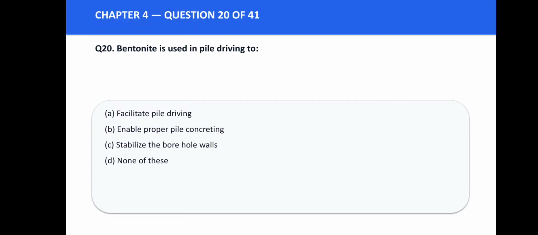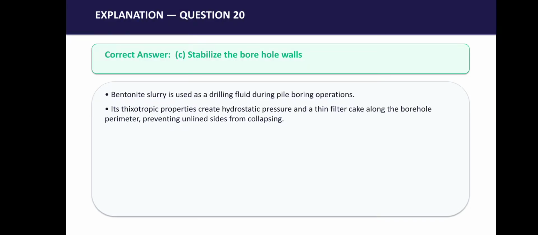Question 20. Bentonite is used in pile driving for what purpose? Option A. To facilitate pile driving. Option B. To enable proper pile concreting. Option C. To stabilize the borehole walls. Option D. None of these. The correct answer is option C. To stabilize the borehole walls. Explanation. Bentonite slurry is used as a drilling fluid during pile boring operations. Its thixotropic properties create hydrostatic pressure and a thin filter cake along the borehole perimeter, preventing unlined sides from collapsing.